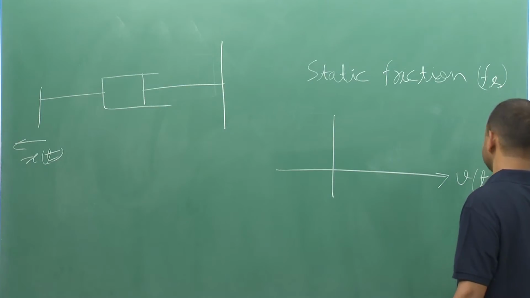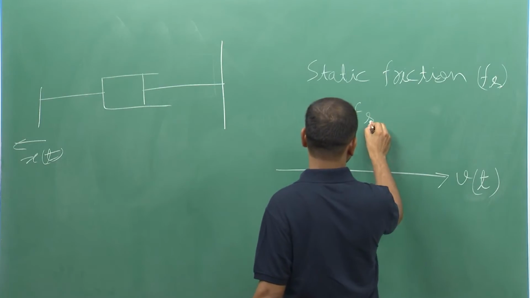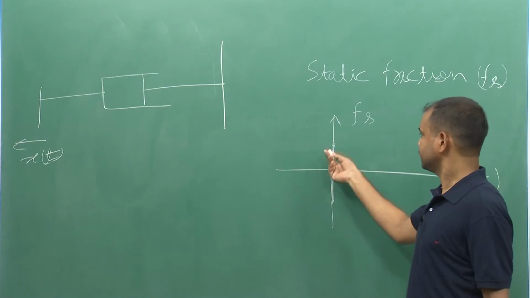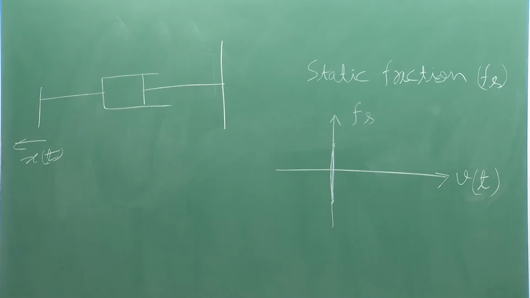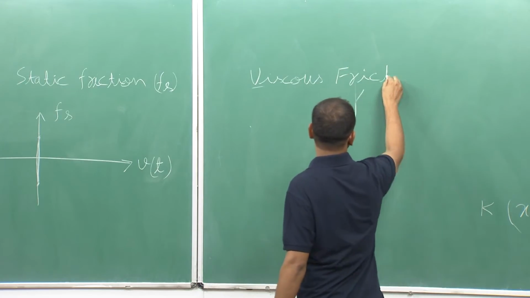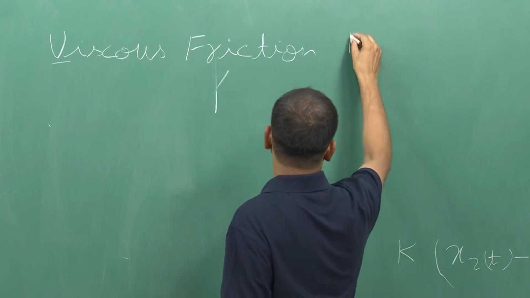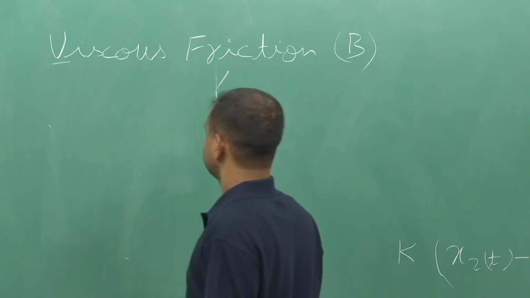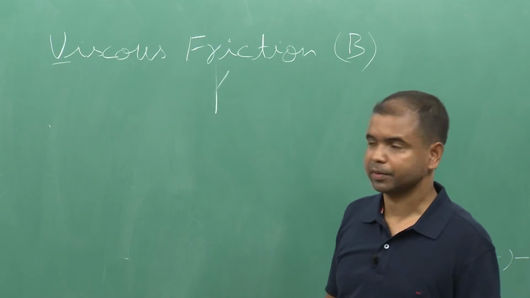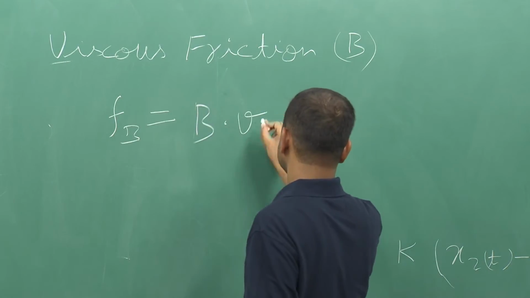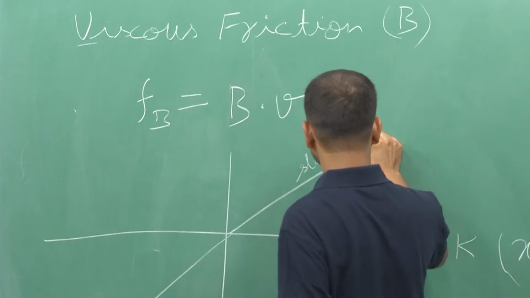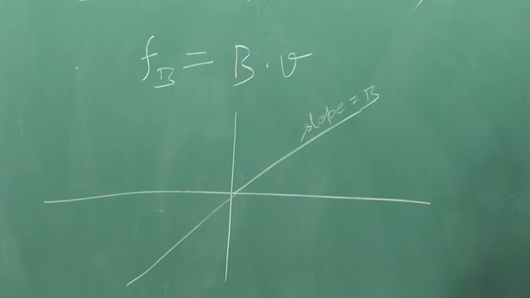Suppose this x axis is the velocity axis and this is my friction f of s. It is something like this. Whenever there is velocity, it will be 0. The second type of friction is viscous friction. This friction is realized whenever a body moves in a fluid, and in our discussion most of the time we visualize this friction. So, f of b is equal to b into v, and if I plot it, it will be like this, and the slope is b. And the third type of friction is the Coulomb friction.